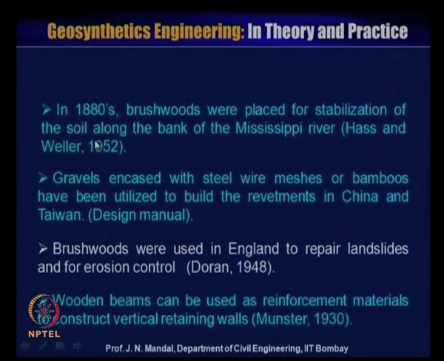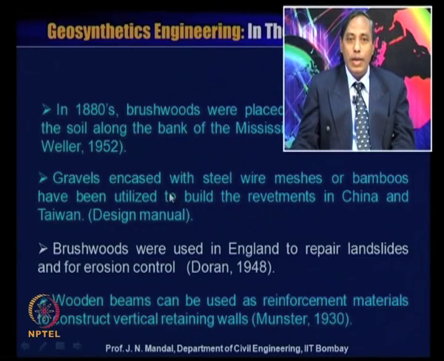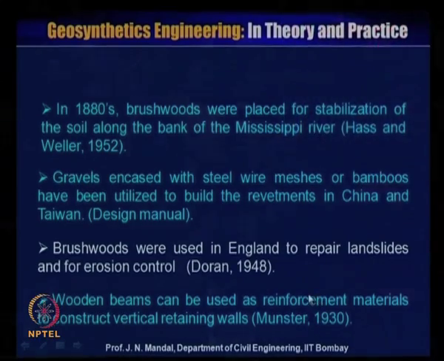In 1880, brushwood was placed for stabilization of the soil along the bank of the Mississippi River, Huss and Wheeler 1952. Gravel encased in steel wire mesh or bamboo has been used to build revetments in China and Taiwan. This is one design manual. Brushwood was used in England to repair landslides and for erosion control, Doran 1948. Wooden beams can be used as a reinforcement material to construct vertical retaining walls, Muston 1930.